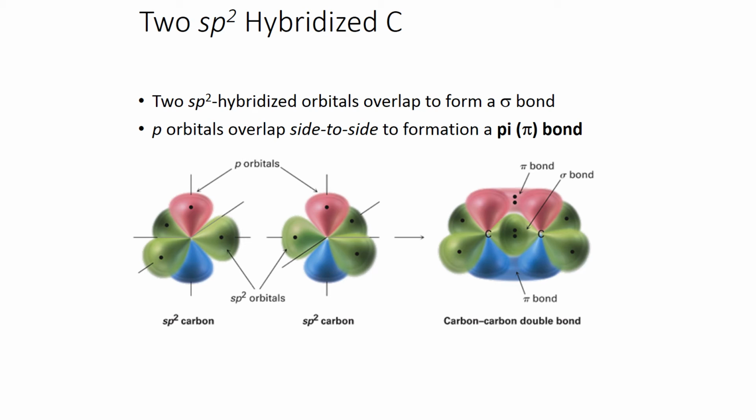And then you have these 4 sp2 hybrid orbitals that are left over, and that's where you'll have 1 hydrogen sit down on each of these sp2 orbitals.